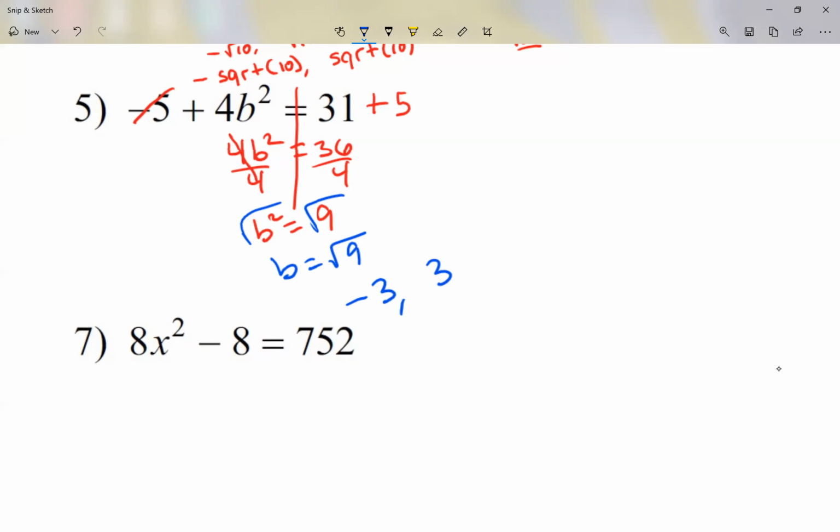Don't forget that there's a space. Let me emphasize, there's a space after the comma. So my answers are negative 3, positive 3.